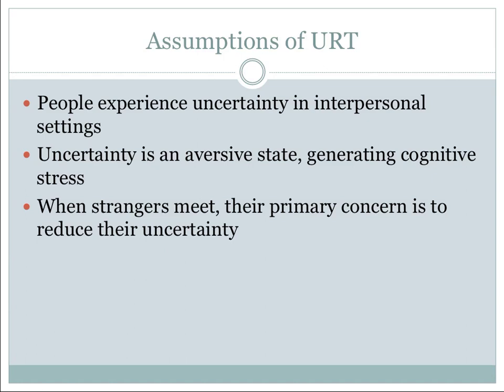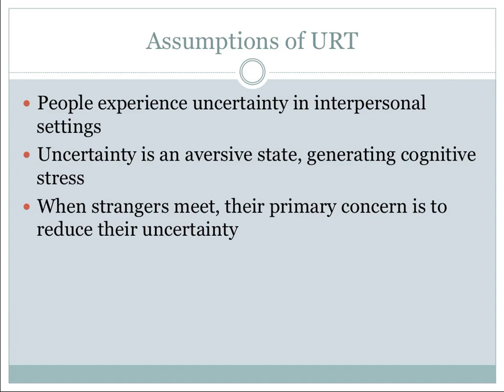All right, some assumptions of uncertainty reduction theory. First, people experience uncertainty in interpersonal settings. Naturally true. This leads some to avoid settings where they have to interact to a high degree with others. In some ways, you could say that the experience of uncertainty in interpersonal settings is why some people don't like calling, say, a place of business or a government office, because it invites an experience of uncertainty about how to act. Second, uncertainty is an aversive state. It generates cognitive stress, and so it's something that we tend to avoid.